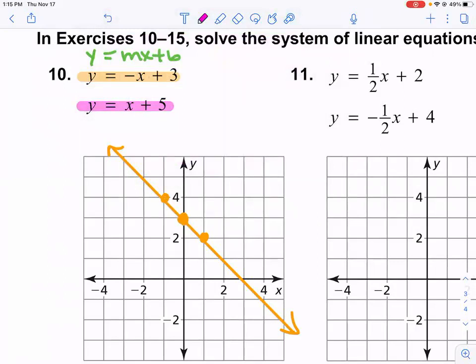I'm going to do the second one in pink. Amy, what's our y-intercept for the second line? 5. And then Maddie, what's our slope? 1. Our slope is 1. So our rise over run is 1 over 1. Up 1, over 1.